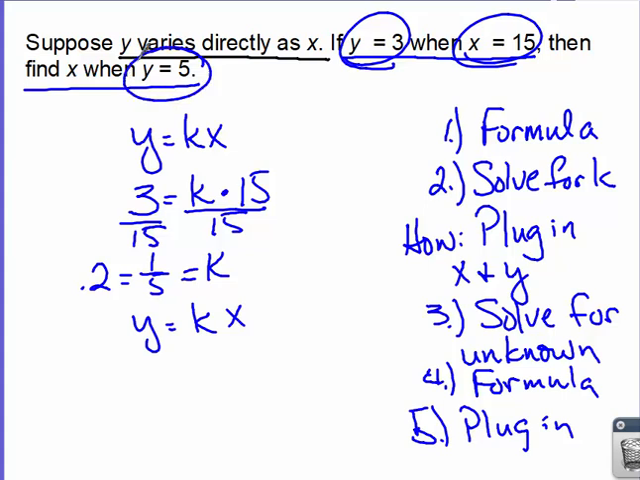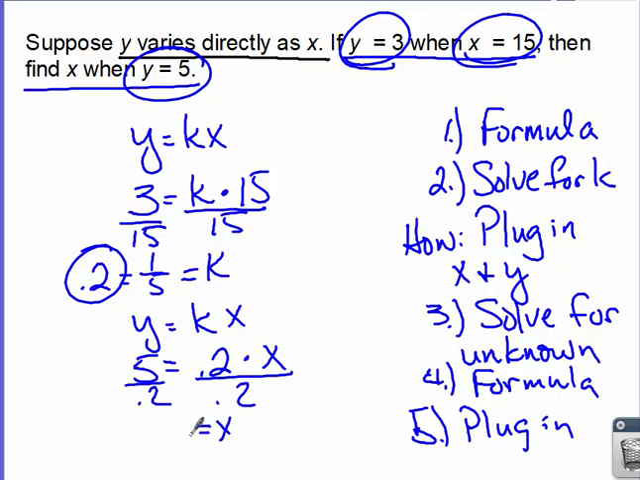Well, in the second one, I know another y value. Okay, so I use the first y and x, or x and y, to find k. Now I use the second one to find the unknown. So I know y is 5, so I'm going to substitute in my 5 for the y. But now I also know k. K is 0.2. And now I'm looking for x because it says find x. So now, how do I get the x by itself? Divide by 0.2, divide by 0.2, and I end up with x equaling, well, if you type in 5 divided by 0.2 on your calculator, you end up with 25 as your value.